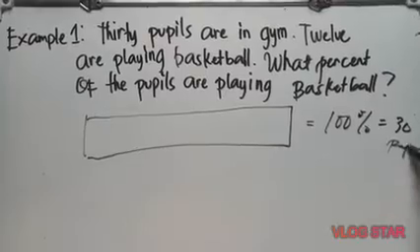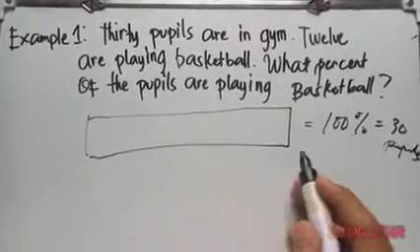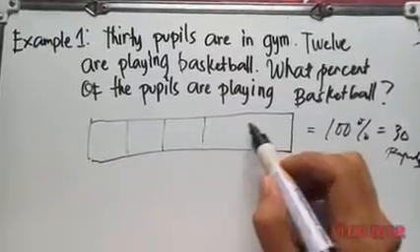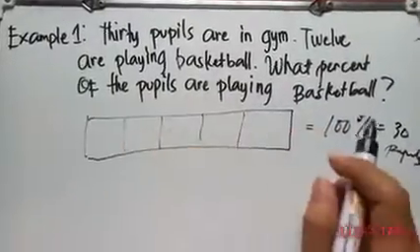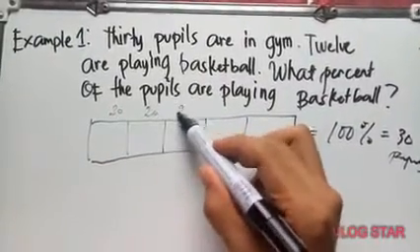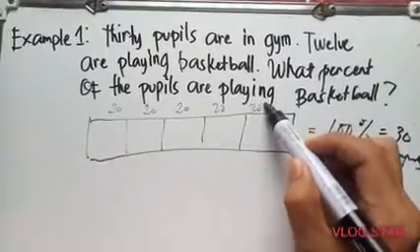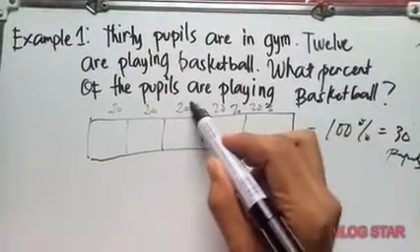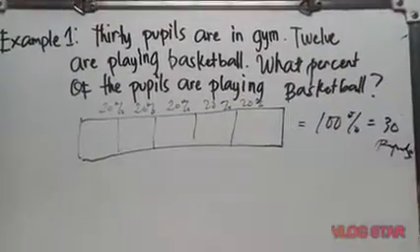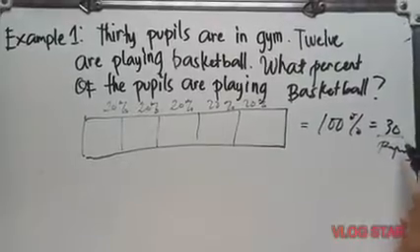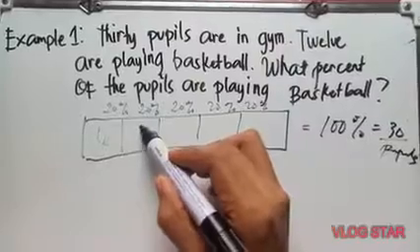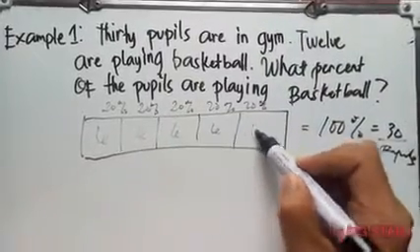If we divide this into 5 equal parts, this is 20%, 20%, 20%, 20%, 20%, equal to 100%. And we will also divide 30 into 5 equal parts. So 6, 6, 6, 6, 6.